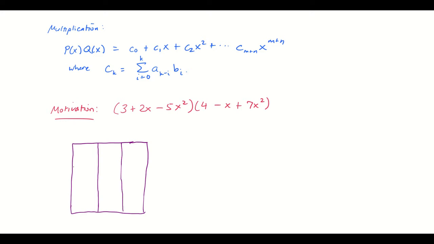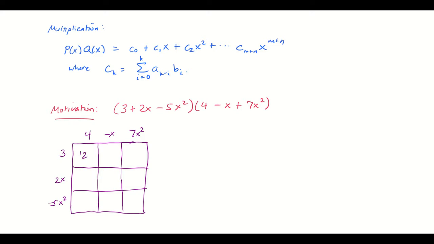All right, so I'm drawing a 3 by 3 array here. On the left-hand side of the array, I'm going to write down 3 plus 2x minus 5x squared. I'm going to leave off the plus signs just for simplicity. Then up top, I'm going to write 4 minus x and then plus 7x squared. I'm going to use this to keep track of each term of this polynomial times each term of this polynomial, so we keep track of all the products we get.